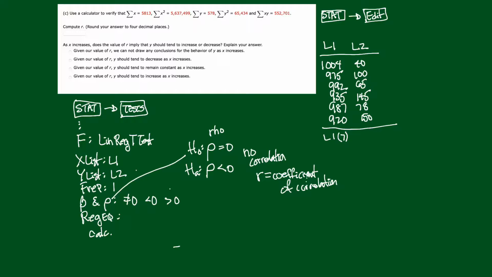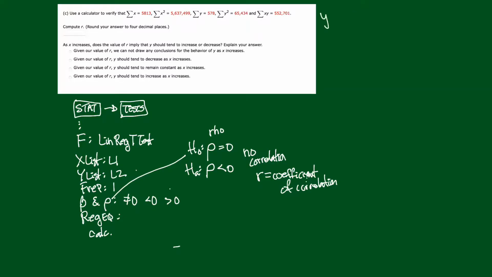All right, so we want less than. And now calculate. Now when you calculate, lots of things come up. Y, it just says Y. I like to write Y hat because it's our estimated Y value. It will be of this form, Y hat equals A plus BX. And then it says beta and rho less than 0, right? That's the one we're testing, that we have a negative correlation. It'll give us a T value. It's actually T star. It's negative 9.727. Right, and then it gives us the P value.